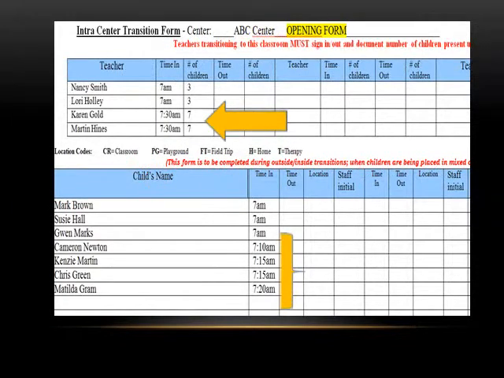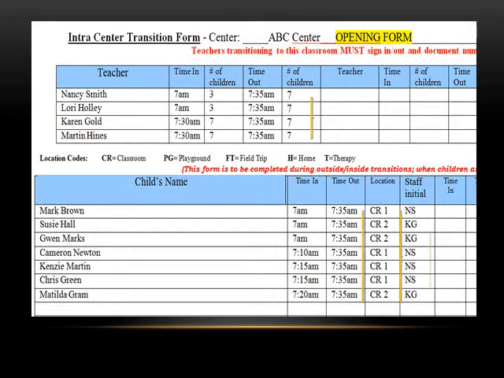The teachers continue to write the children's names on the form as they arrive in the classroom. When additional teachers arrive to the opening classroom, they count the number of children in the classroom upon their arrival. In this example, the teachers have signed the children out of the Intra-Center Transition Form as they begin to move them to their classrooms for the day.